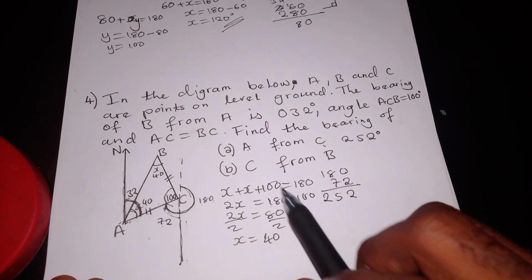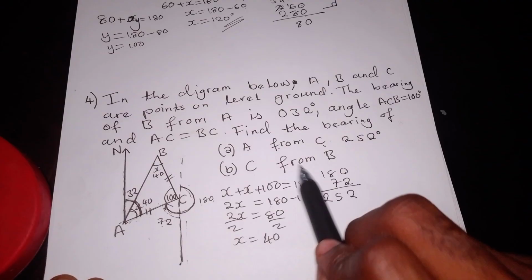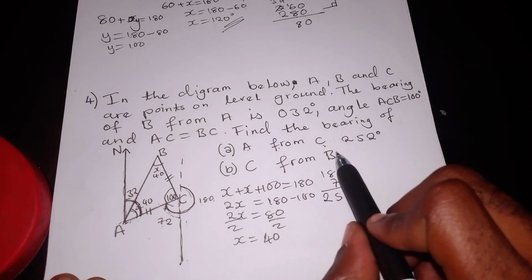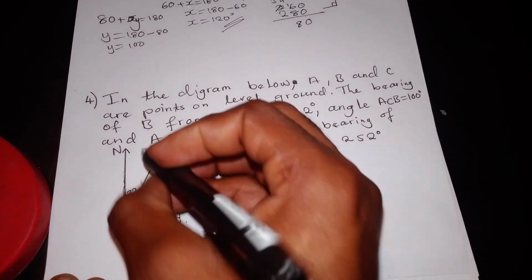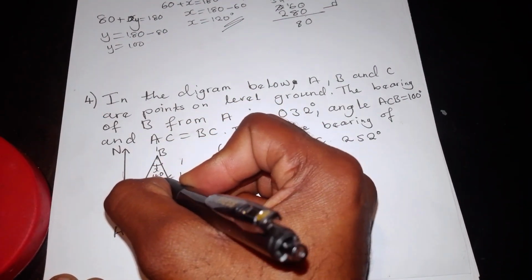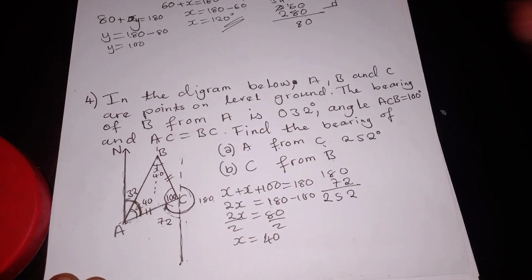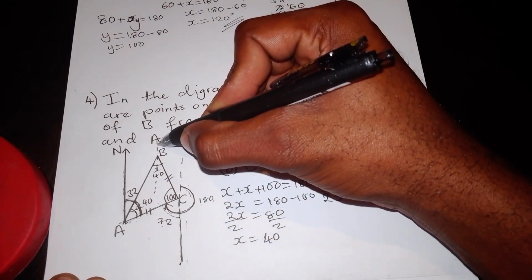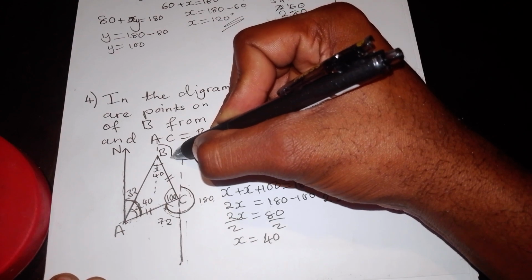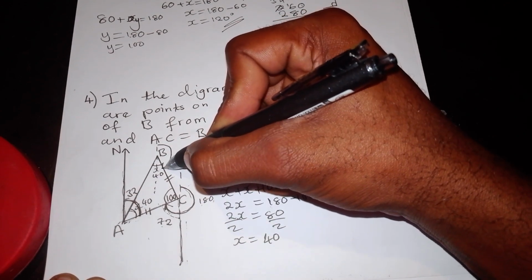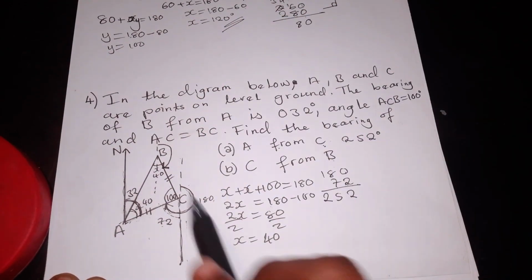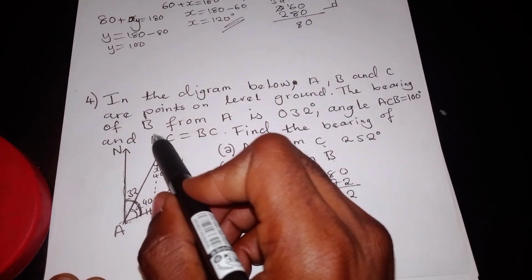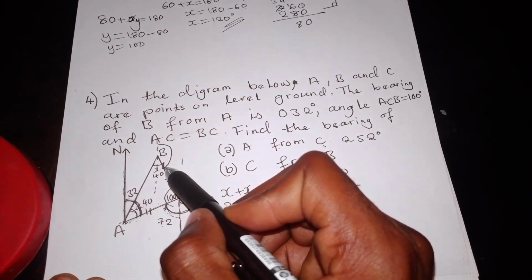And then on part B, find the bearing of C from B. So now in this case, we are starting from B, going to C. So I'll draw a north line again like this, and then after drawing a north line like this, I'll draw an arc from here going all the way to this line here. This is where my C is. Remember, from B to C. So this is my B, from B all the way to C.